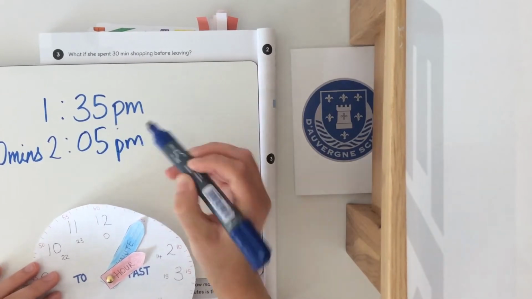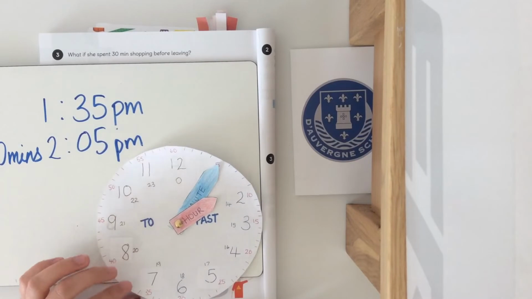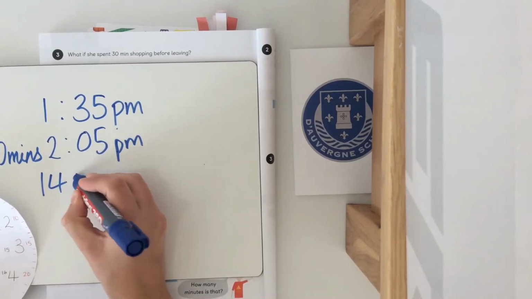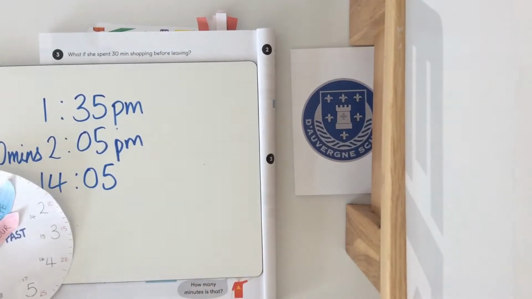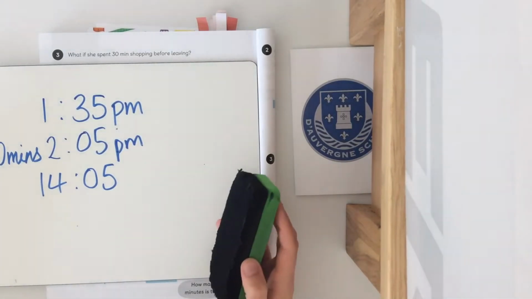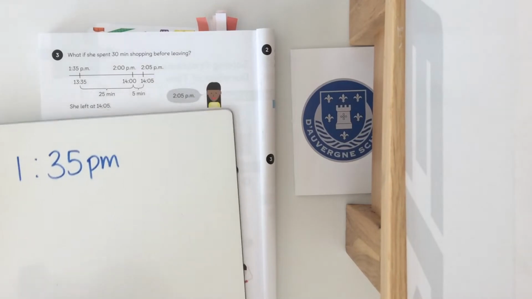p.m. What would 2:05 p.m. be in the 24-hour time? Have a go. You're correct if you said 14:05. That's another possible time that she could have left the shopping mall. Let's have a look at the last one.